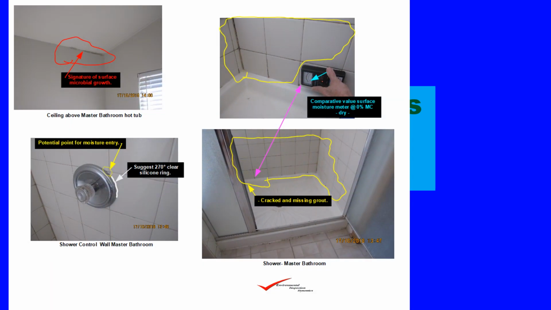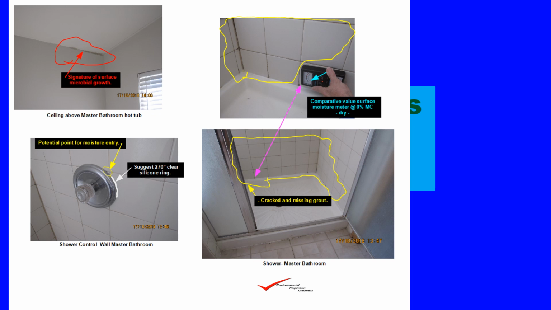Now this one, you're going to see in the upper right, it says comparative value surface moisture meter is 0%. It's dry. But let's back over and do this clockwise. Look at the upper left hand. Signature of surface microbial growth. They need to use the fans when they're in the shower.